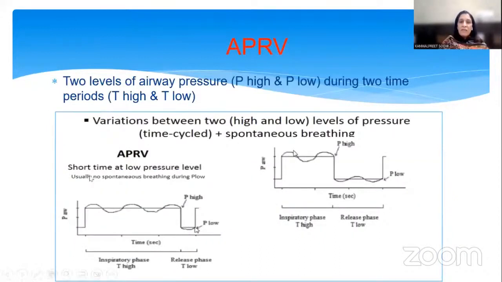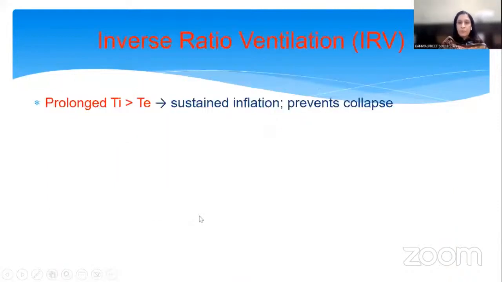So what is done in APRV? We target two levels of airway pressure: a high airway pressure of around 28 to 30 centimeter water and a low airway pressure. At high airway pressure, spontaneous breathing is allowed, and here the T high is long. We give high airway pressures for around 4 to 6 seconds, T high, and then low airway pressure, wherein there is release and the lung is in a resting state, and this is allowed for around 1.5 seconds or so. So there is a variation between two levels of pressure, and spontaneous breathing is allowed.